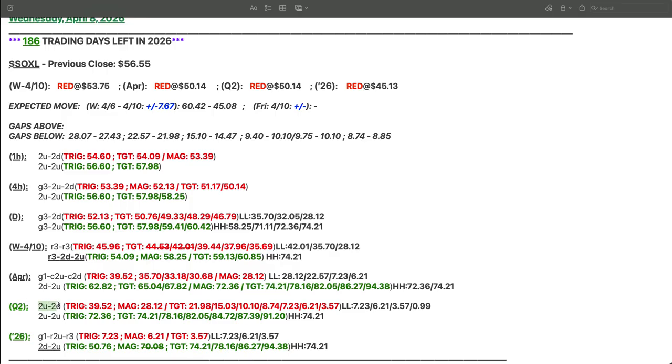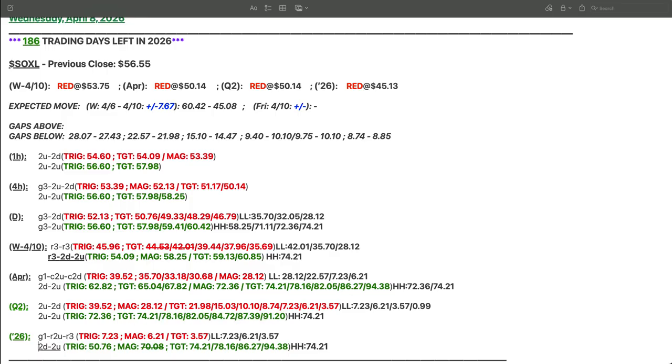On the quarter, we have the opportunity to go two up, two down if we get below that 39.52 level. And we talked about it earlier when we looked at the charts. The magnitude for that move is 28.12, so a decent move to the downside. But to continue the two up, higher prices model, or higher lows and higher highs from a candle to candle structure perspective, we've got to get above that 72.36 level, and we get the two up continuation. First target being the all-time high of 74.21, and then we've got some extended targets listed out here for you as well.